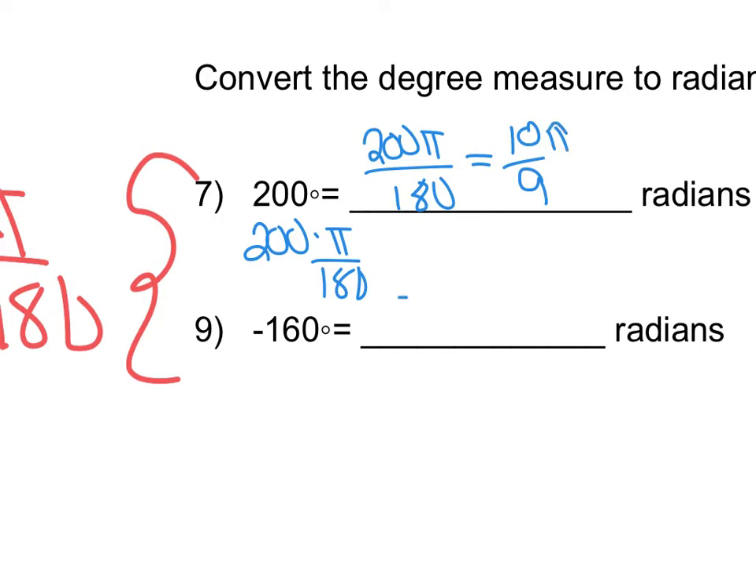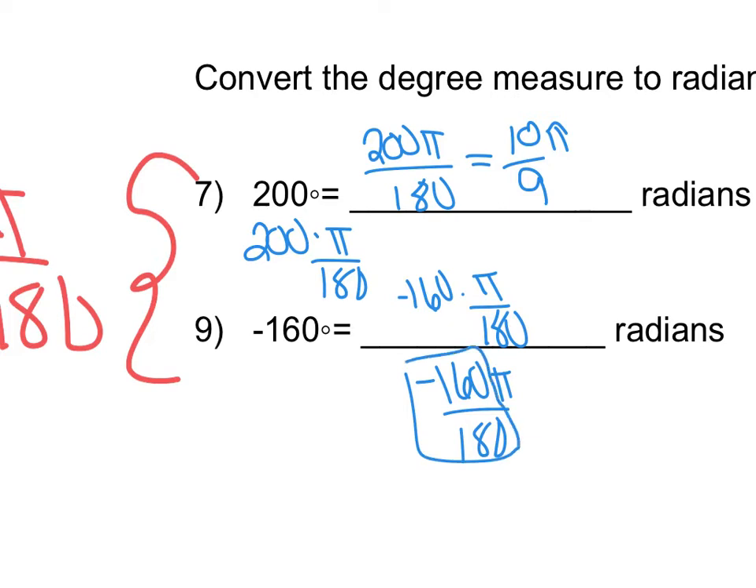Negative 160 times pi over 180, we'd be at negative 160 pi over 180. Well, we would need to simplify that part right there, negative 160 over 180, which would be negative 8 pi over 9.